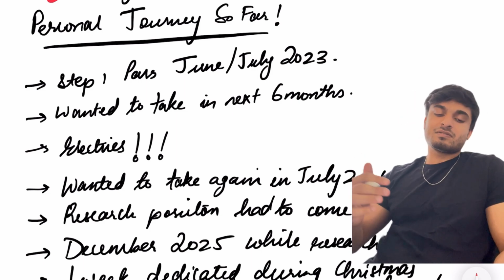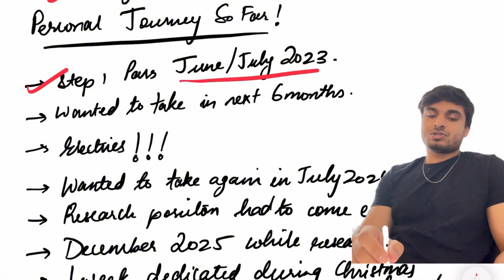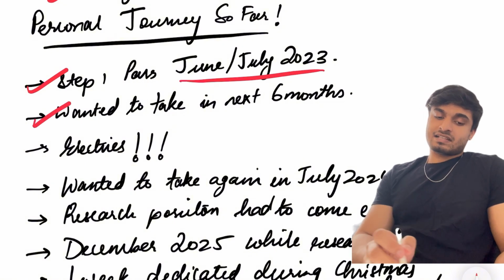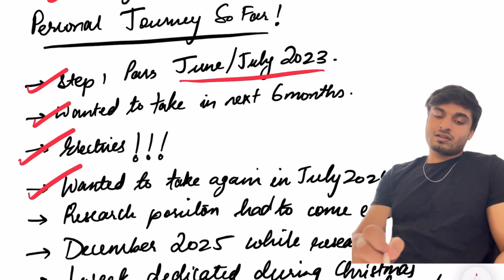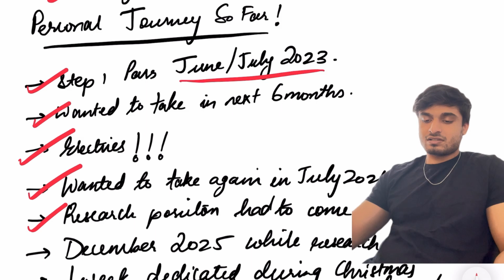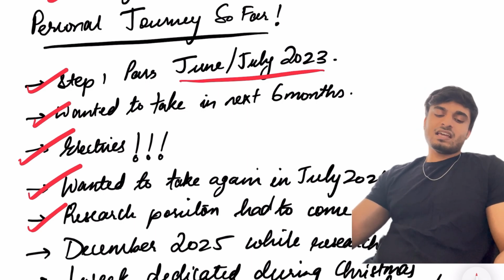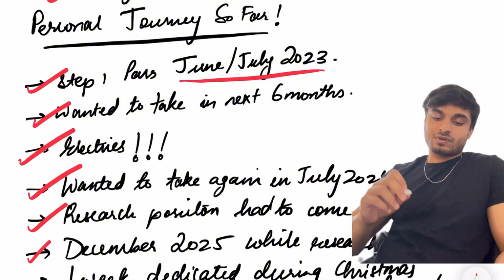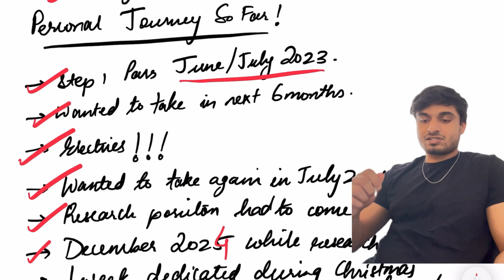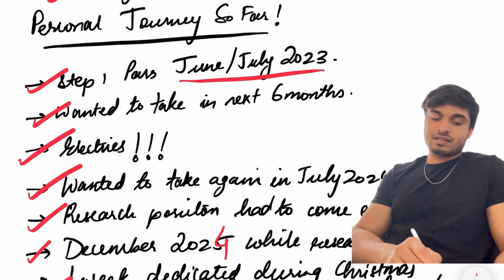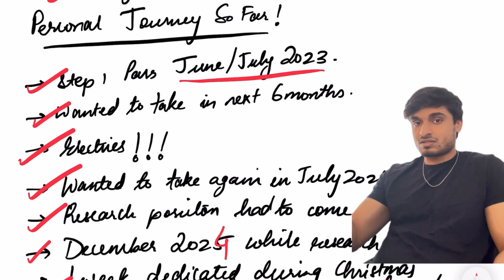So this is what my personal journey has been so far. Like I told you a little bit before, I took Step 1 in June-July of 2023. I wanted to take Step 2 in the next 6 months, but electives came in the way. I wanted to take it again in July 2024, but I got a research position here at the University of Alabama. I had to come early too, so that I don't miss the deadlines on a couple of conferences. So I took Step 2 in December 2024, while doing my research. I took just 1 week dedicated during the Christmas holidays, so that I don't miss out on some of the research work. But it worked out, I guess.